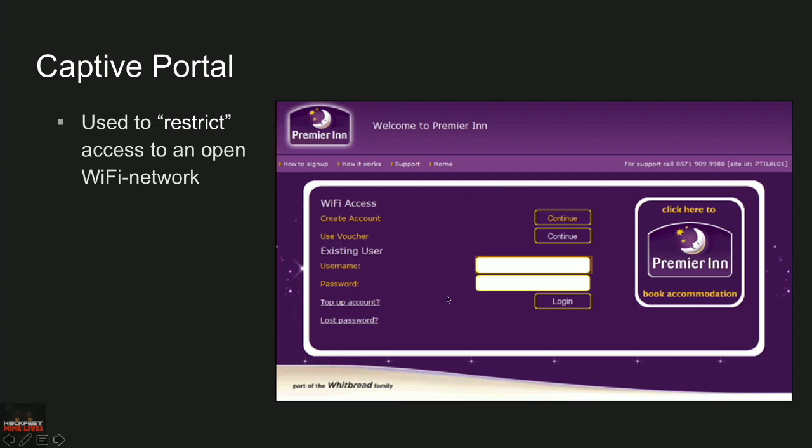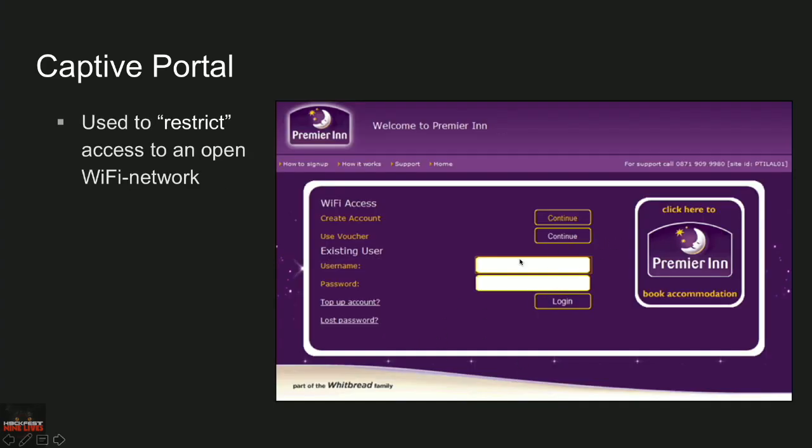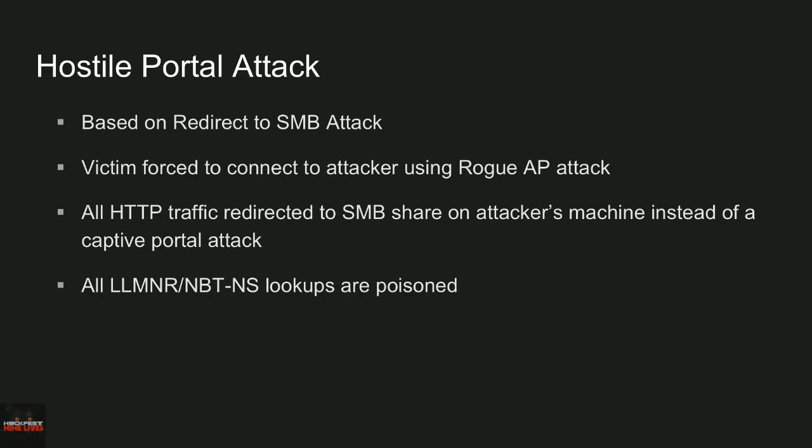It's usually used to restrict access to open Wi-Fi networks. The way that they work is that when you get to the network, all your DNS queries are going to be resolved to the location of that captive portal login page. All your DNS traffic is going to be redirected to the network owner's DNS server so that you're forced to use this specially configured DNS server. Additionally, they'll usually redirect all your HTTP traffic to that login page as well. So no matter what you do, until you either enter in credentials, pay for it, or just spoof someone's MAC address, you're forced to go back to here every time you send HTTP traffic, pretty much.